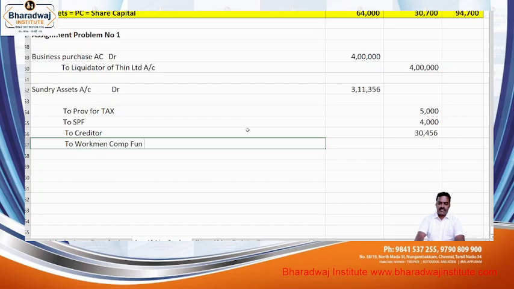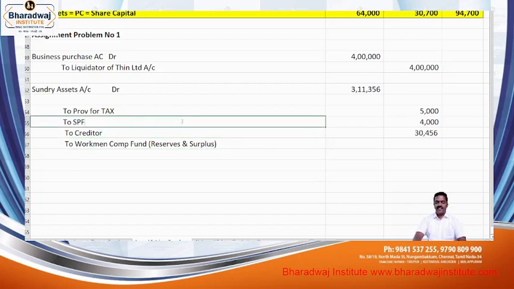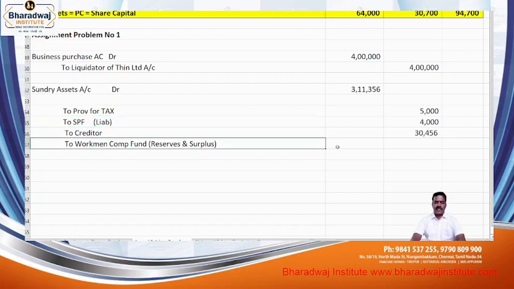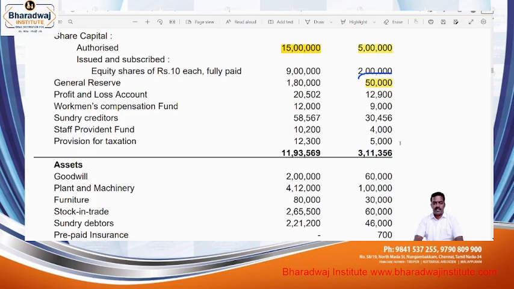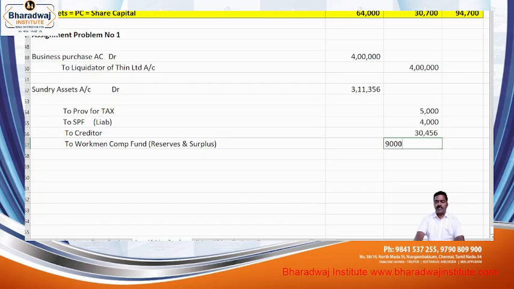Please remember, is it liability or reserve? It is part of reserves and surplus. Please note. Workmen compensation fund is a kind of contingency fund we maintain. But staff provident fund is a statutory thing, an obligation that should be paid to the employee. It's a provision or contribution to be deposited with PF authorities. It is your liability. The fund is part of your reserves and surplus. Please remember, in the merger method, the reserves will be automatically maintained.